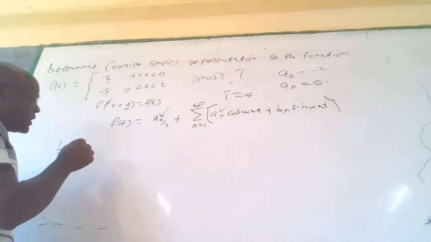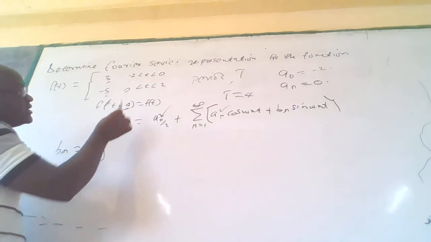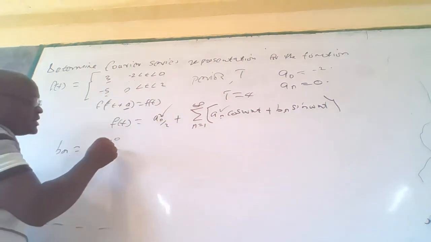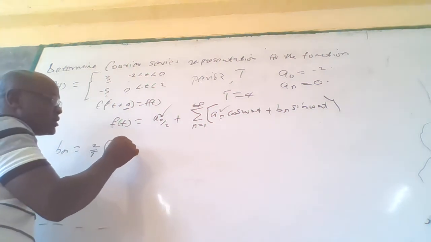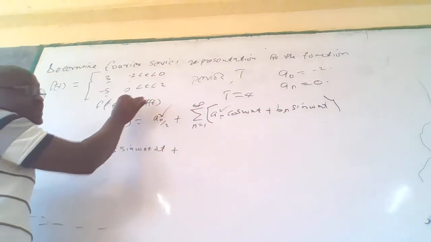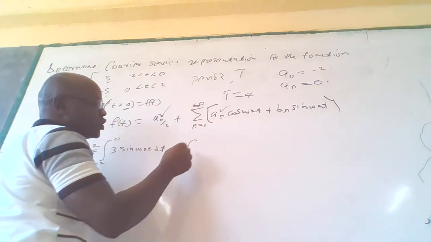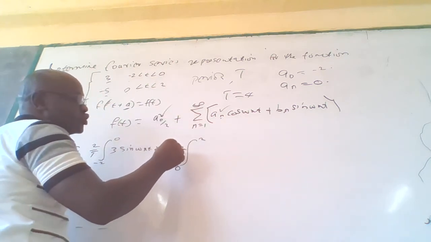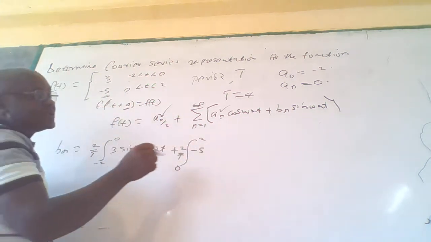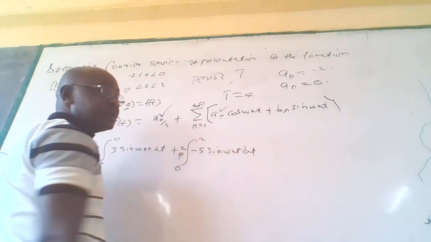Now Pn is given by 2 over T. We are integrating from negative 2 to 0, where our f of t is 3, then we put sine omega n t dt, plus the second interval, integrating from 0 to 2. I remember here we have 2 over T, then our f of t is negative 5, then we have sine omega n t dt like that.